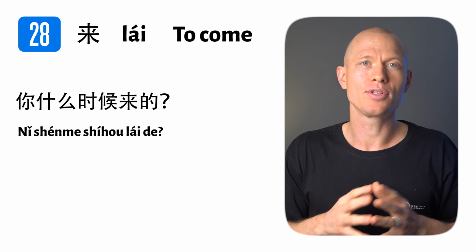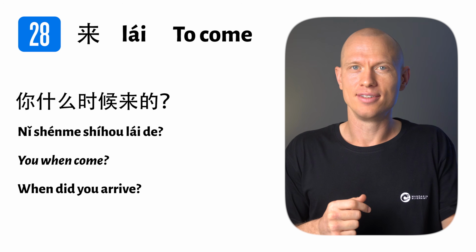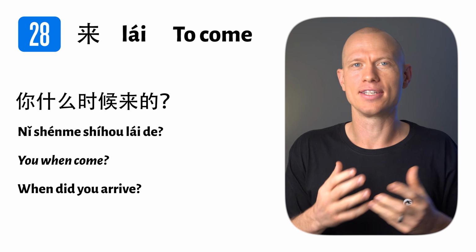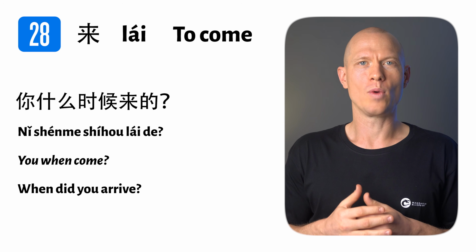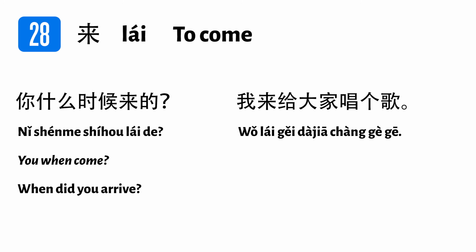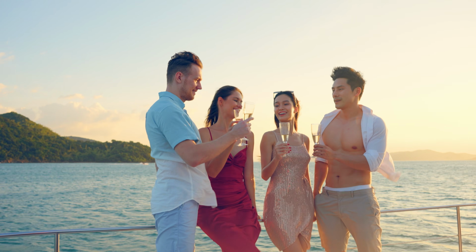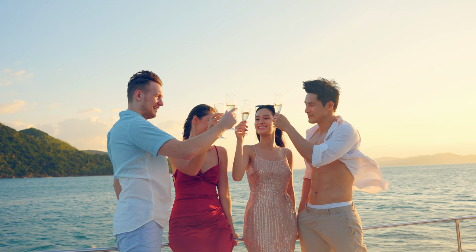Next up, 来, to come. 你什么时候来的? You, when, come, 的. So that 的 is like signifying something happening in the past. 来 is also a very casual sounding way of expressing that you're going to come and do something. 我来给大家唱个歌. I'll sing a song for everyone. 来 is also really common with drinking. People say 来来来来 when they hold up the drinks and basically they're saying, come on everyone, have a drink.